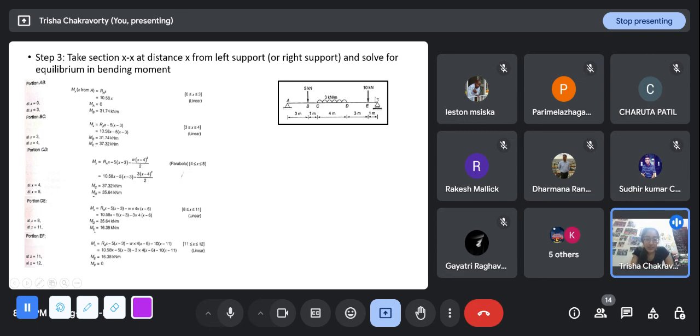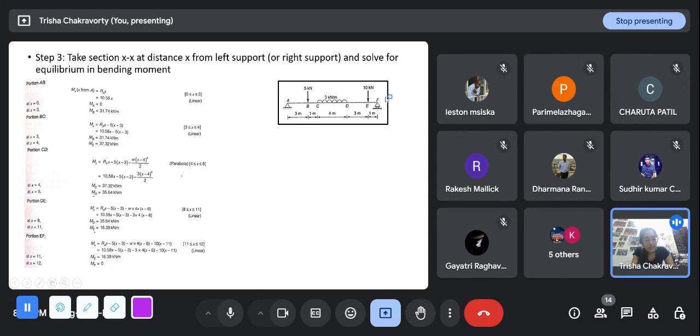Then we look at the last portion, EF. We take 10.58 into x minus 5 into x minus 3 minus 12 into x minus 6, and here again minus, because this is in the anti-clockwise sense, minus 10 into x minus 11, because this length is 11, so the lever arm here will be x minus 11. And again I have an equation, and I'll put x equal to 11 and x equal to 12, and this is a check.